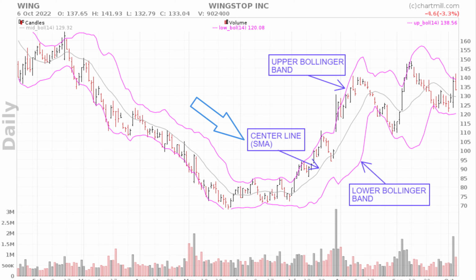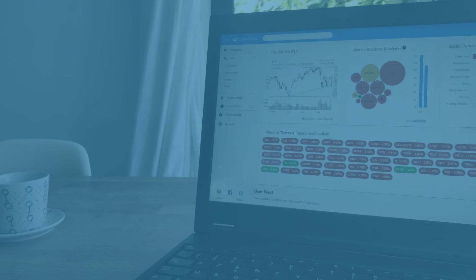The center line, which is a simple moving average of price. The upper Bollinger Band is plotted as a standard deviation level above the center line, and the lower Bollinger Band, which is plotted as a standard deviation level below the center line. As the upper and lower Bollinger Bands are both based on a standard deviation from the center line, they will adjust for fluctuations in the underlying price.